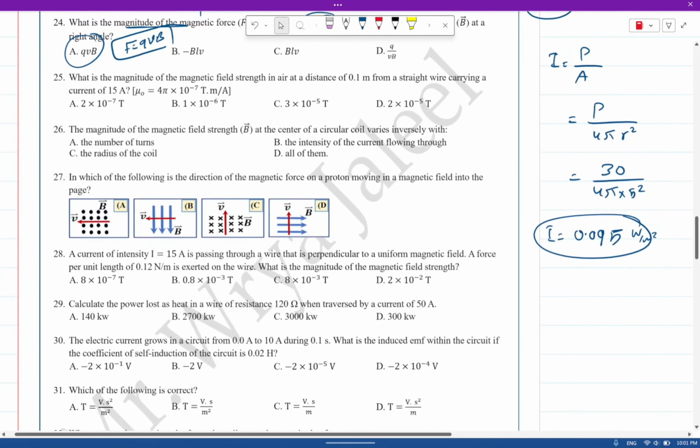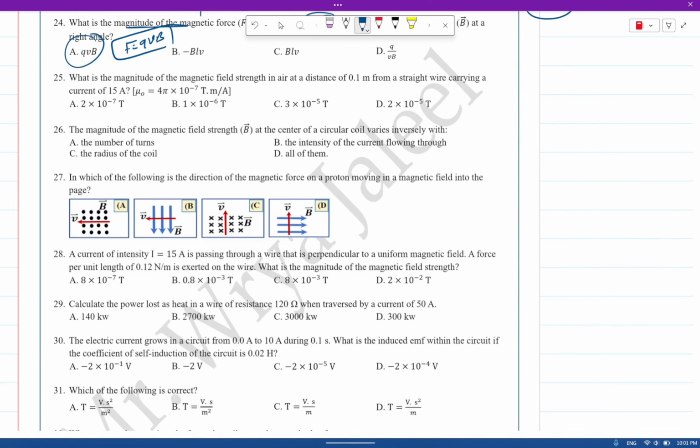All right, question 25. It says, what is the magnitude of a magnetic field strength, so the magnitude of B, at a distance of 0.1 meter, you can call it radius as well, from a straight wire carrying current. So if there is a straight wire here, this distance will be the radius as well. The current that is passing through the wire is 15 ampere.